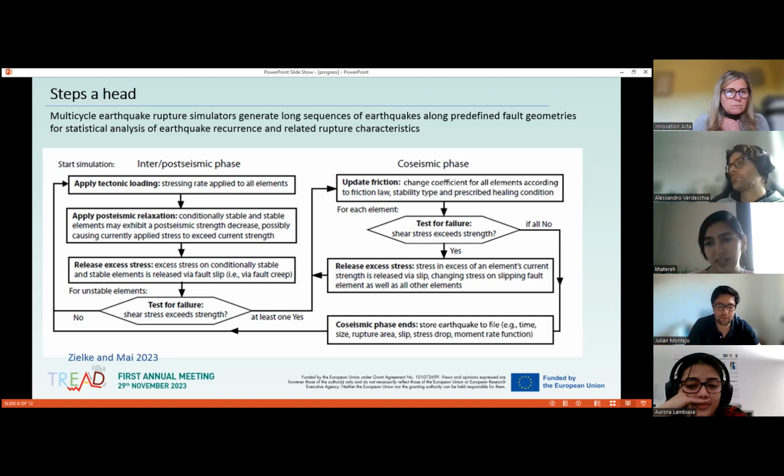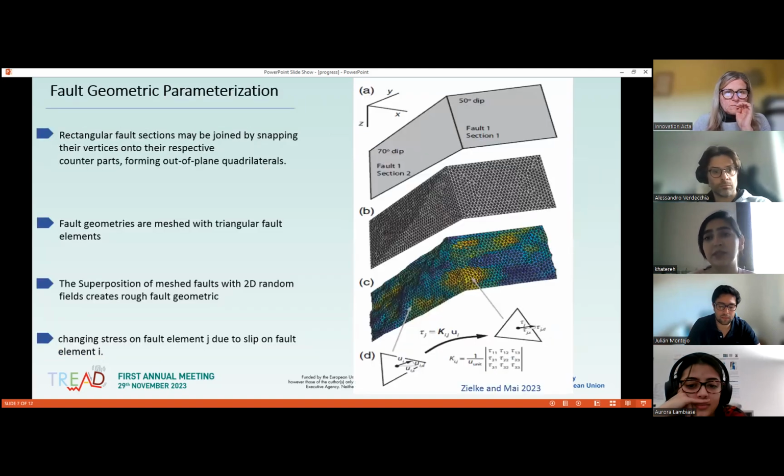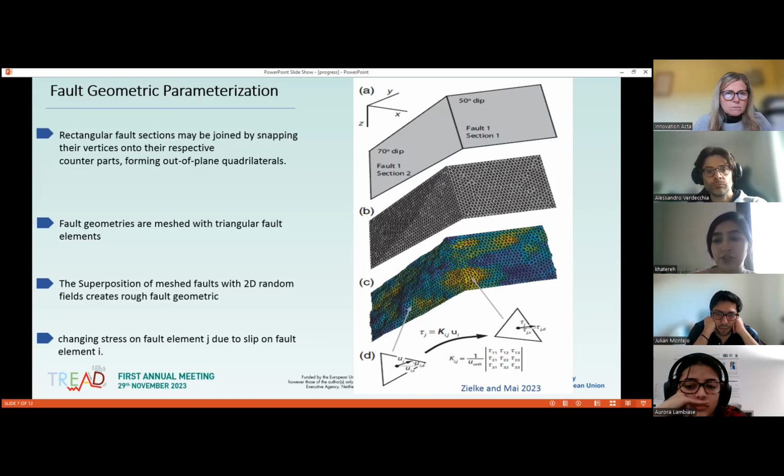The process is an iterative process between applying tectonic loads to the elements and testing if the element fails or not. I mean, whether the shear stress exceeds the strength of the element or not. The first step is modeling the fault geometry. We can see in the first picture that two rectangular fault surfaces join each other. And in the second step, we mesh this surface into small triangular subregions. And then by superposition of the meshed faults with a 2D random field, we create rough fault geometries. And in the last step, we have to observe the stress change in element J due to the slip in element I.